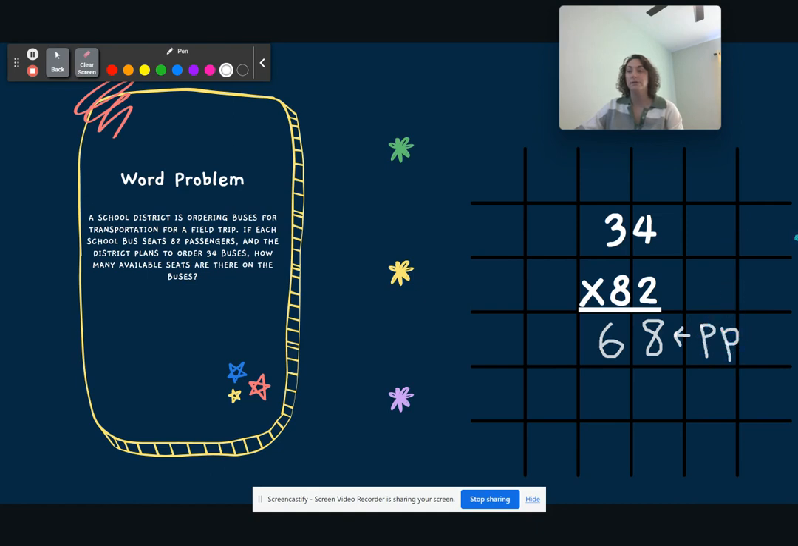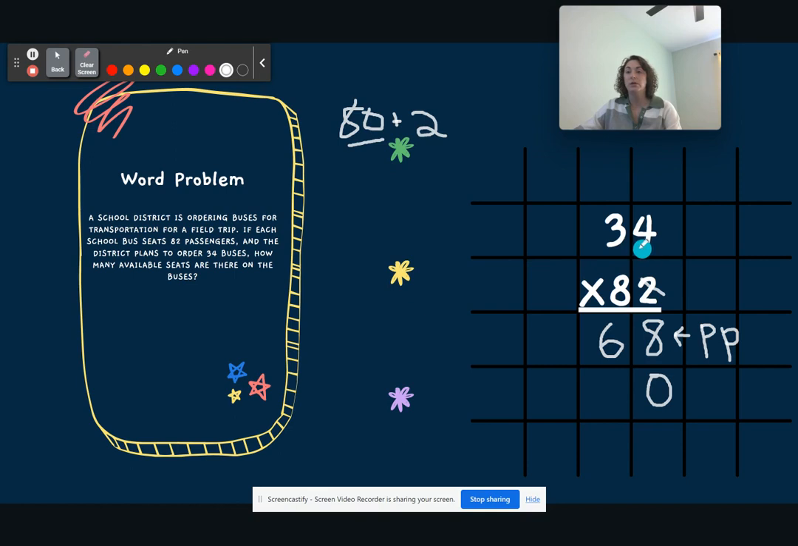Next, we need to multiply the first factor by the tens in the second factor. The second factor is 82, which can be written, of course, as 80 plus 2. This is why we're going to add a 0 right here, because we've already multiplied the ones here. We're done with that ones, and now we're working in tens. So the 0 makes sure that we understand that we are multiplying by 80, not just 8.